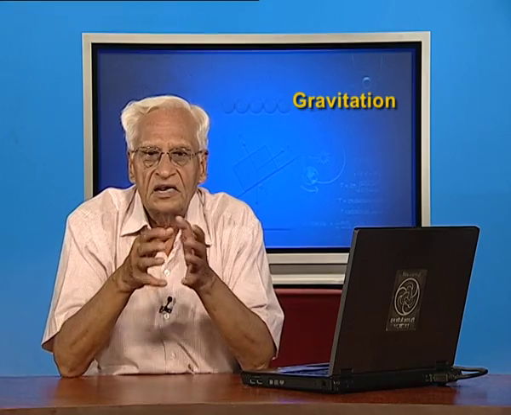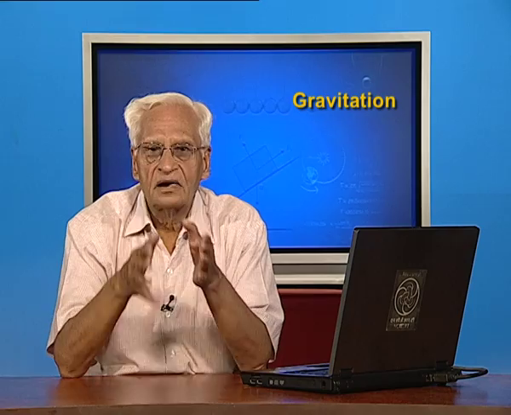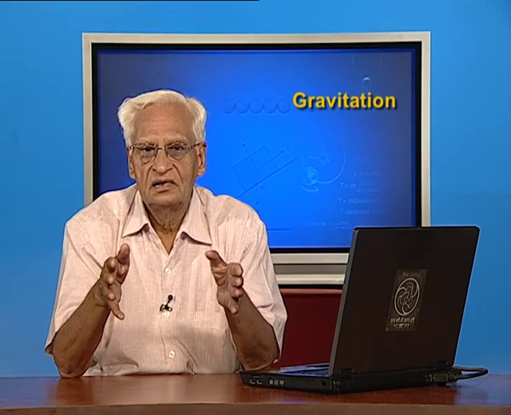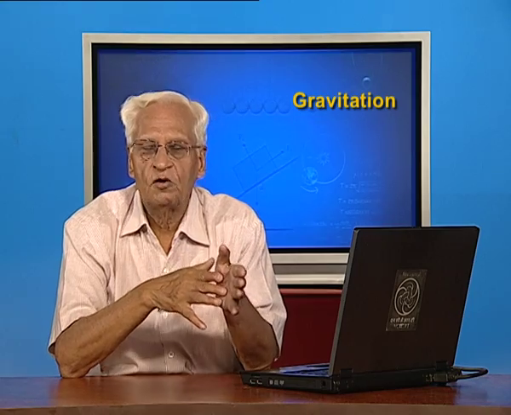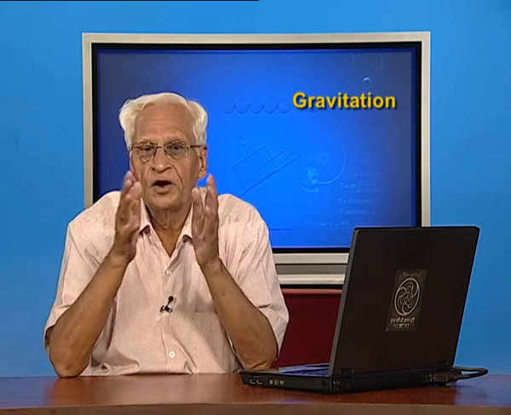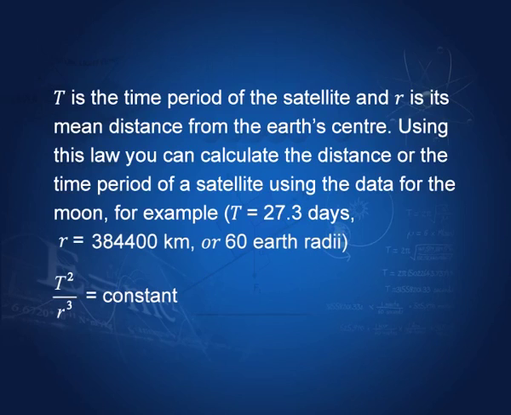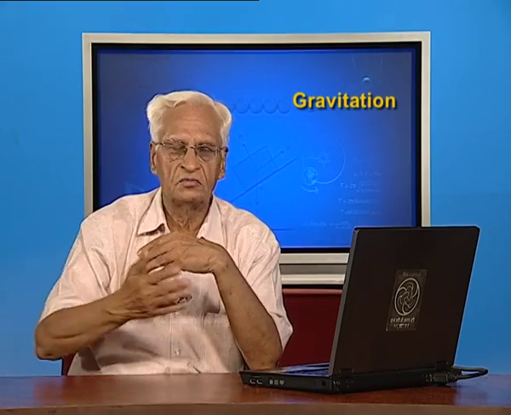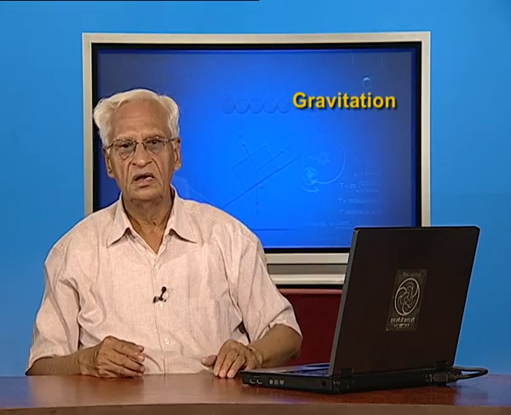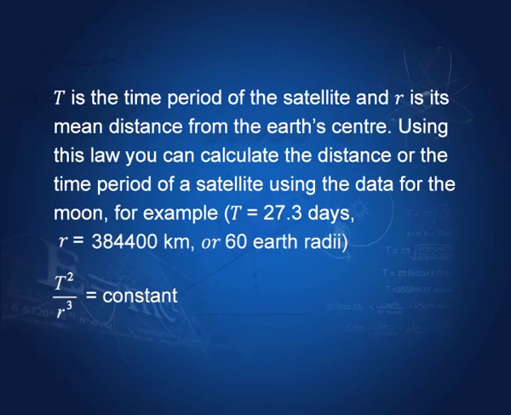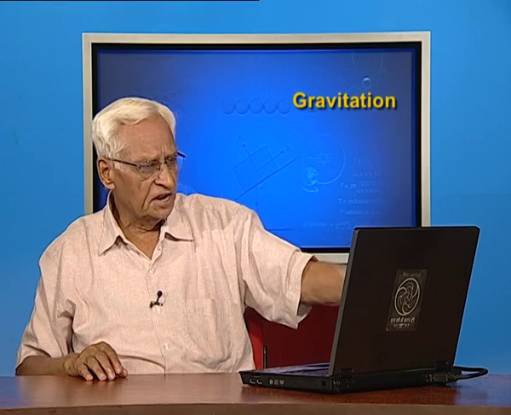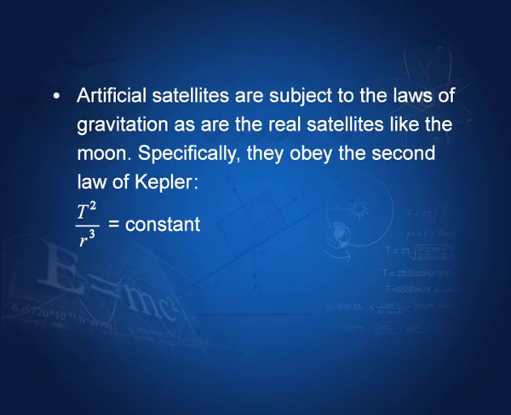Remember that artificial satellites also work under the effect of gravitational field. Therefore, whether they are artificial satellites or natural satellites like the moon, they obey Kepler's law, which is T square by r cubed constant. T is the time period and r is the mean distance, say for a planet from the sun, or for an artificial satellite from the center of the earth. T is the period of the artificial satellite and r is the distance of this satellite from the center of the earth. And we can use this T square by r cubed as we use for other planets.